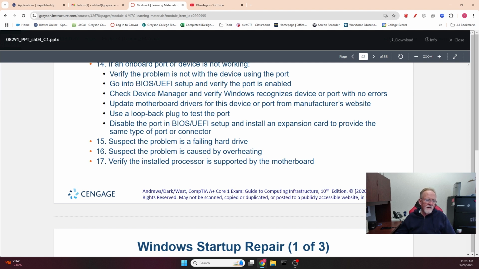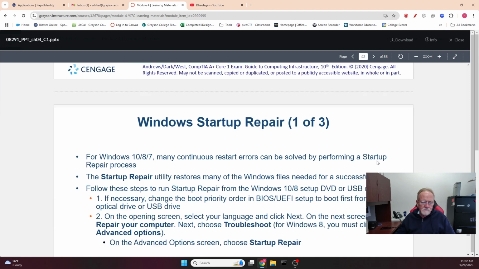Suspect the problem is a failing hard drive, not unless it has something to do with hard drive errors. Suspect the problem is caused by overheating. If this is a laptop, this is more than a suspicion. Laptops overheat. It is what it is. Verify the installed processor is supported by the motherboard, which for a laptop is kind of pointless because motherboards and processors in laptops were built together, unless you had someone build you a laptop, which would be crazy. So the processor and the motherboard are going to come with each other. They're going to be designed for each other.